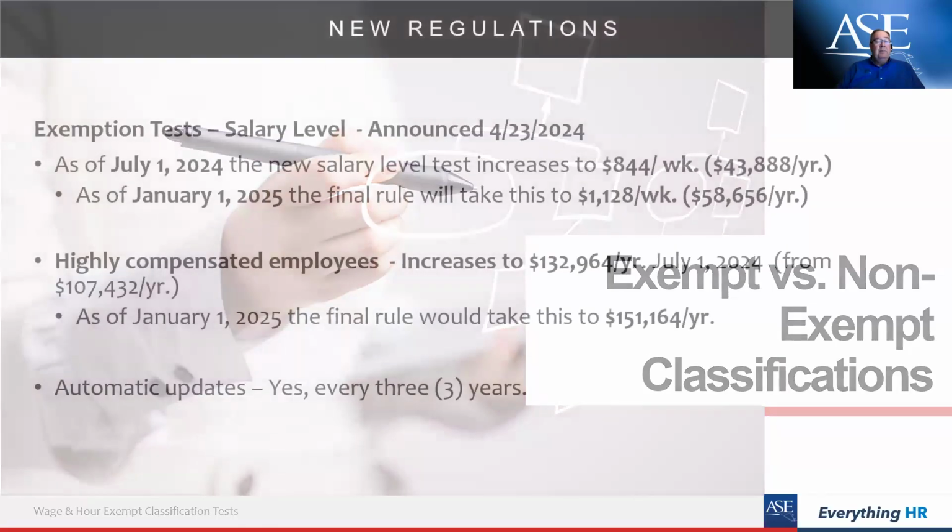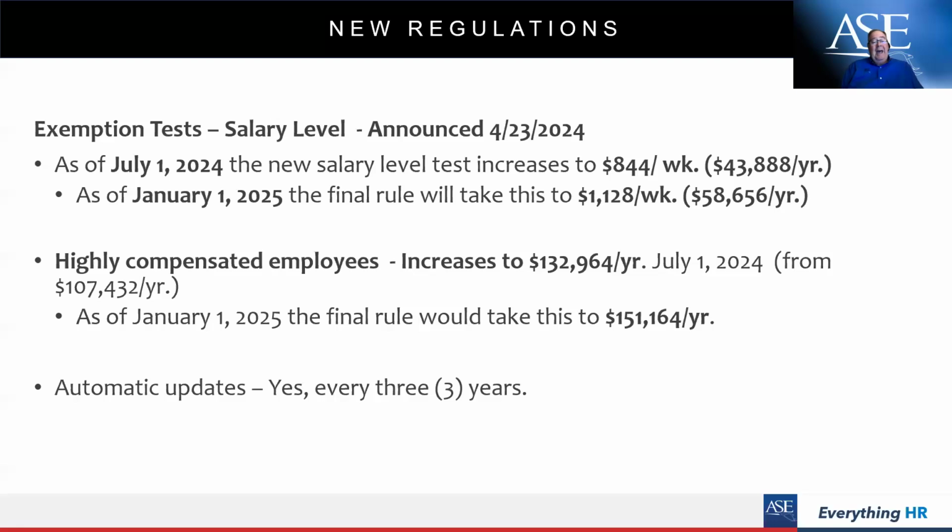There's also a classification called highly compensated employees. And this particular classification, you can deem a job exempt if they are making at least $132,964 a year, again, as of next week, and they perform one of the primary duties of an exempt classification. So it's kind of a job duties test, and we're going to talk about the job duties test so that it all fits together, as I said.